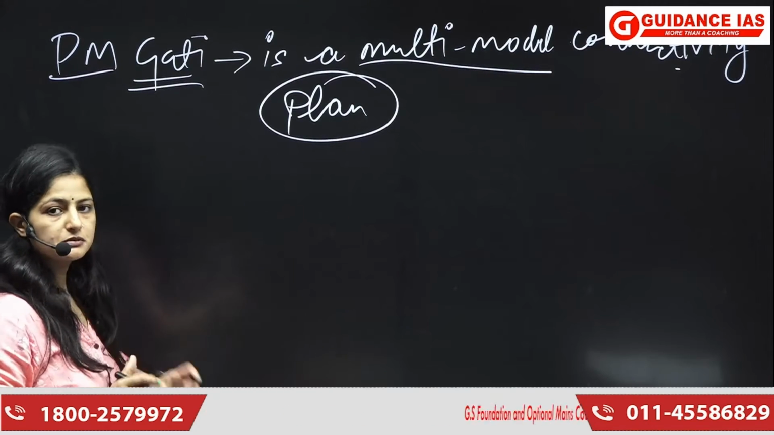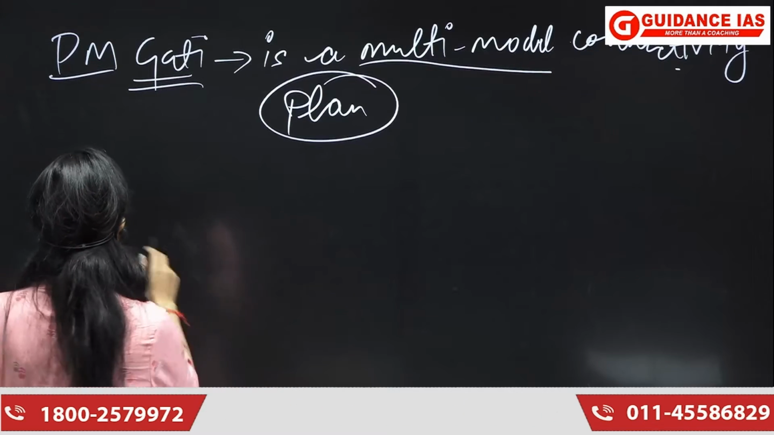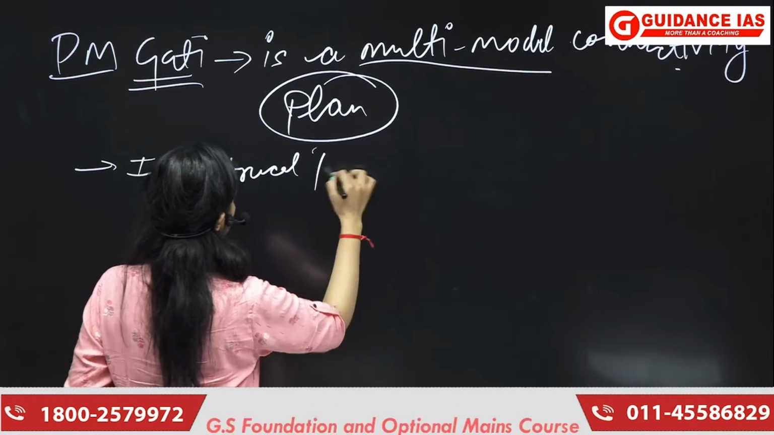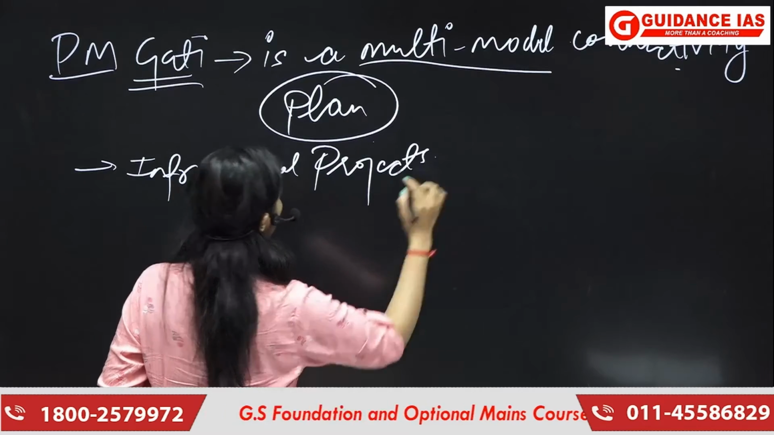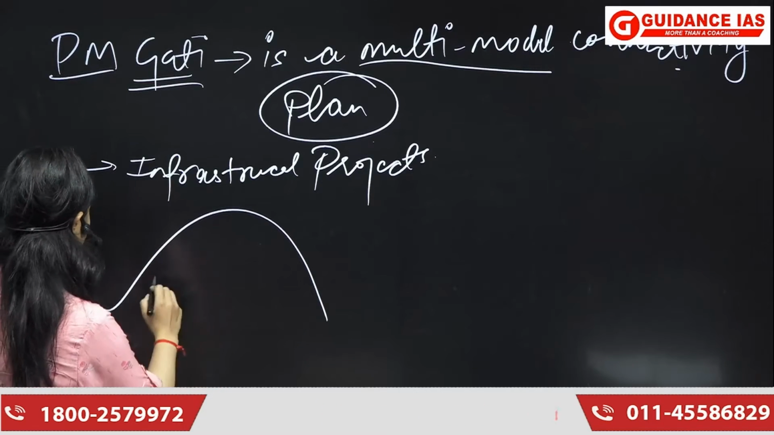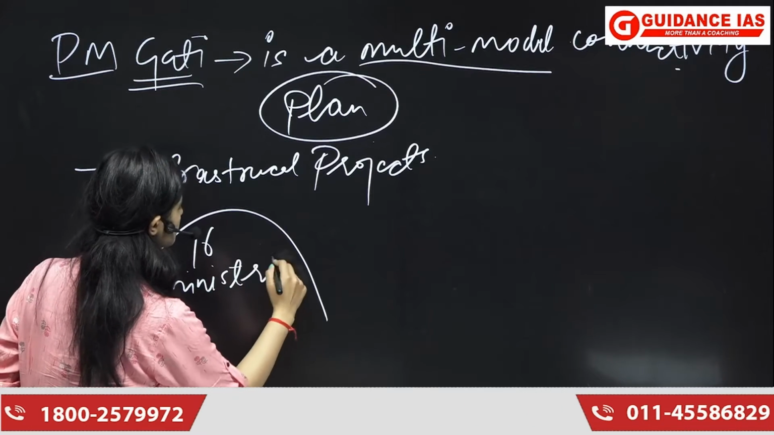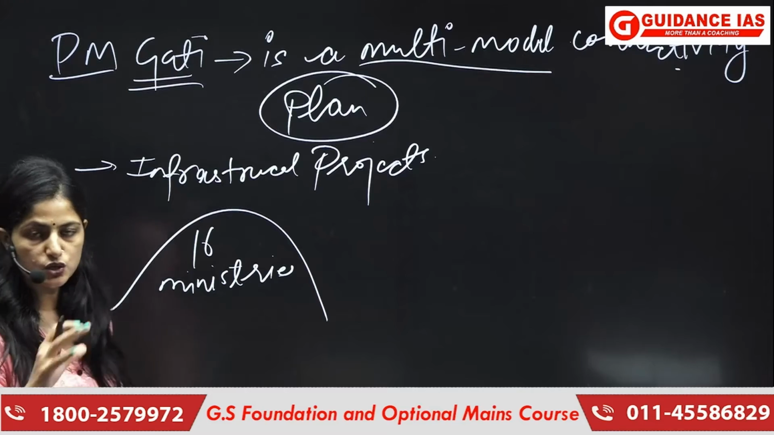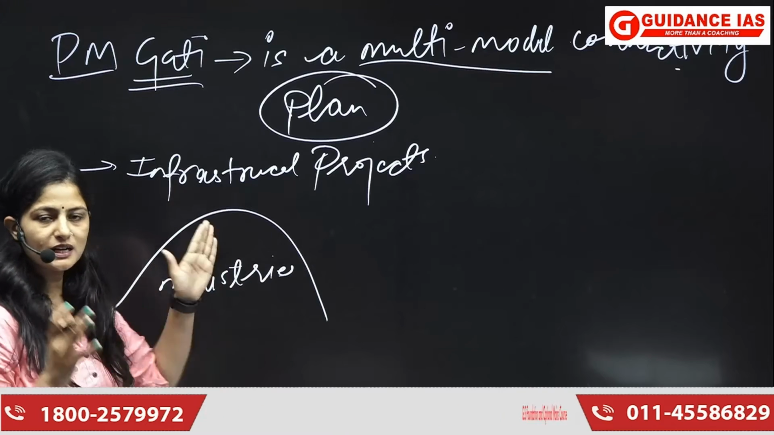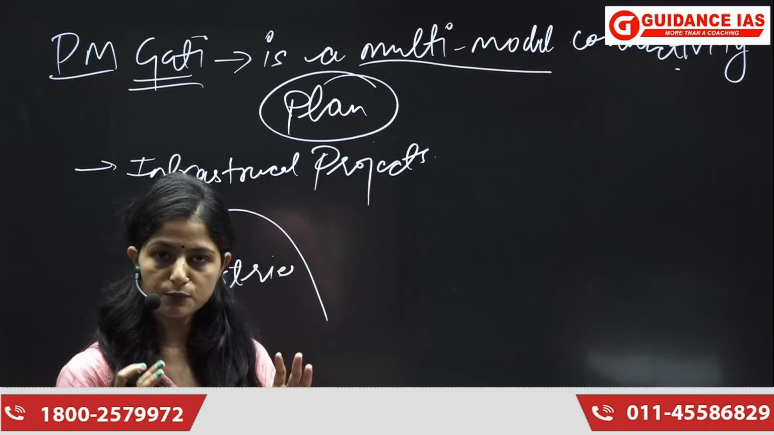How is it a connectivity plan and what exactly is it going to connect? What exactly is this for? So this is basically for infrastructure projects. What are we going to do under PM Gati Shakti? This will be an umbrella program wherein all the 16 ministries in our country which belong to the infrastructural area will come together, integrate together, and will plan, formulate and implement the infrastructural projects together.